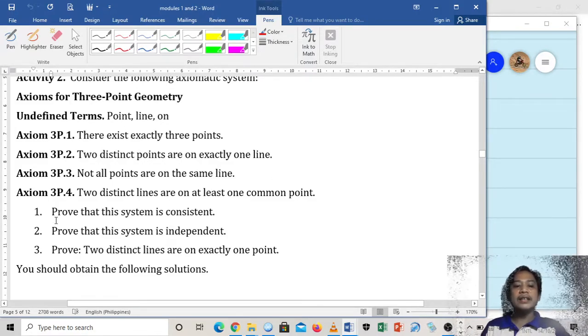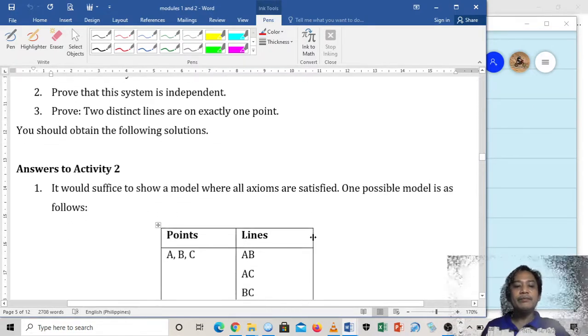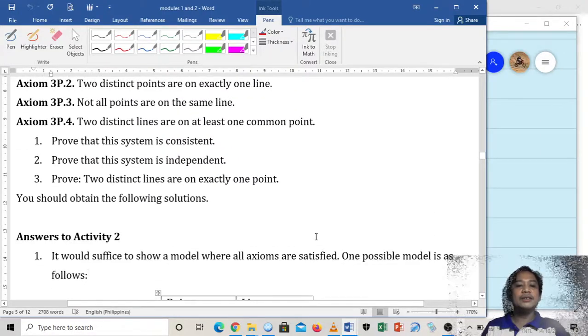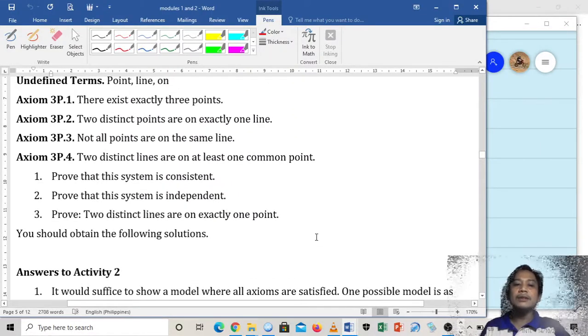So we are asked here to prove that the system is consistent. Then the system is independent. Then to prove the theorem that 2 distinct lines are on exactly one point. Actually, the solutions are there. Okay, so first we have to show that it is consistent. So we simply have to make a model wherein all 4 axioms are true.